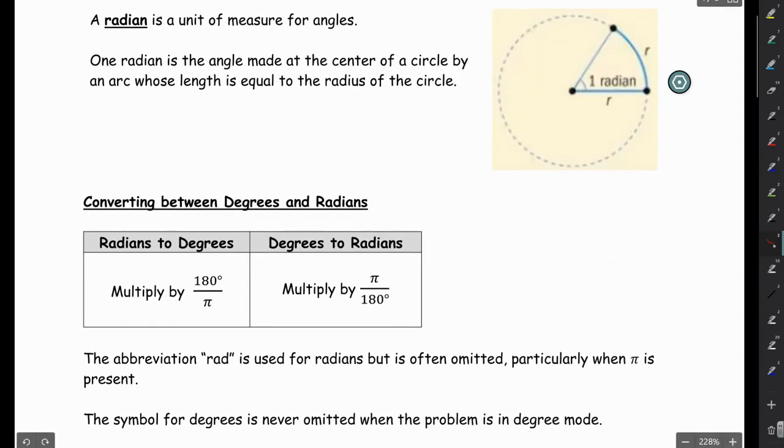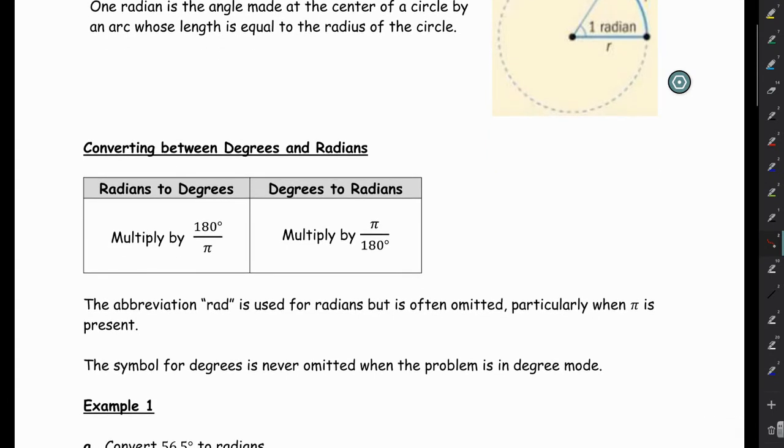And sometimes you'll be required to convert from degrees to radians or from radians to degrees. If you're going from radians to degrees, you multiply by 180 over pi, and if it's degrees to radians, you're going to multiply by pi over 180. The abbreviation RAD is used for radians, but it's often omitted, particularly when pi is present. So we're always going to assume, and this is very important, we're always going to assume we're in radians if we don't see a degree symbol. You are to assume that if there's no degree symbol, we are in radians.